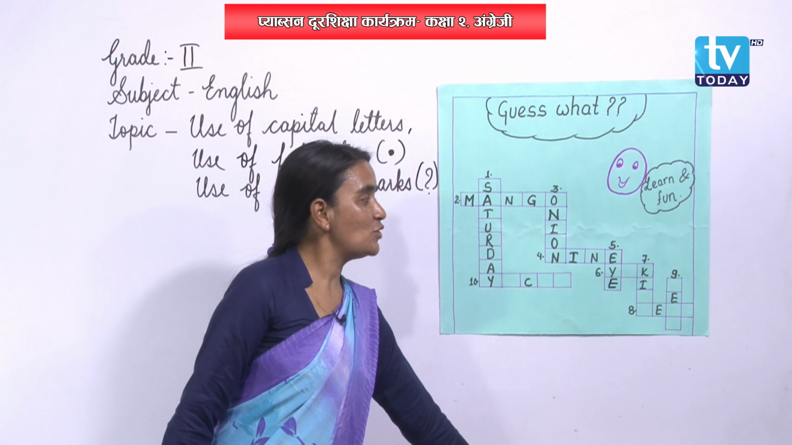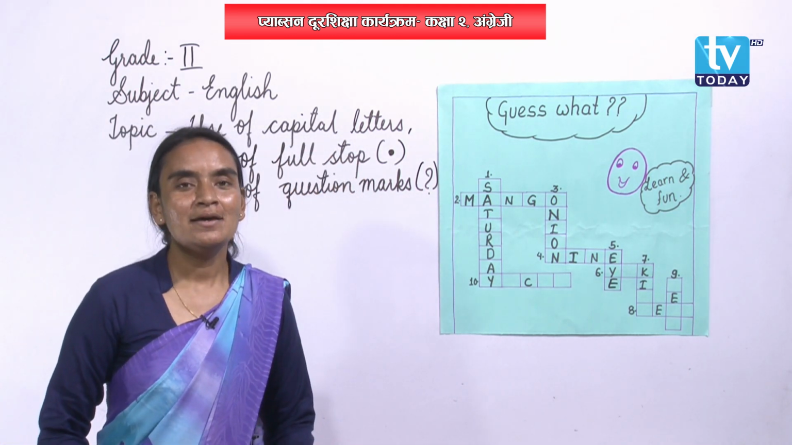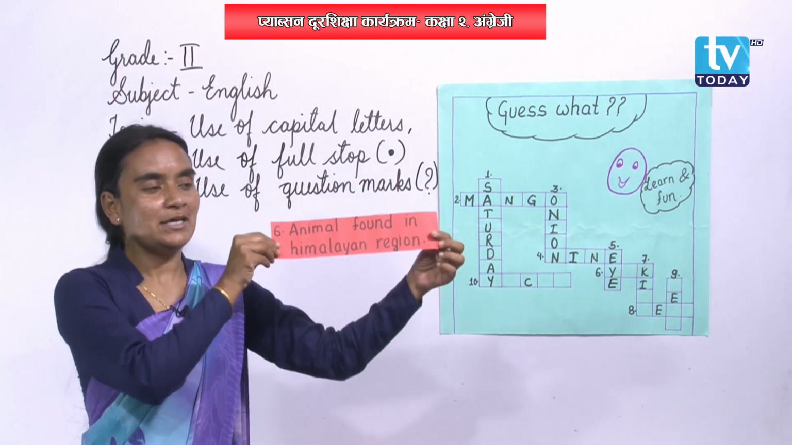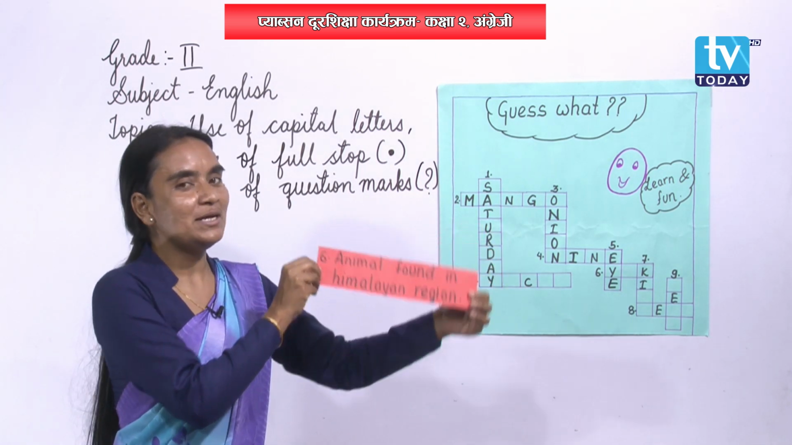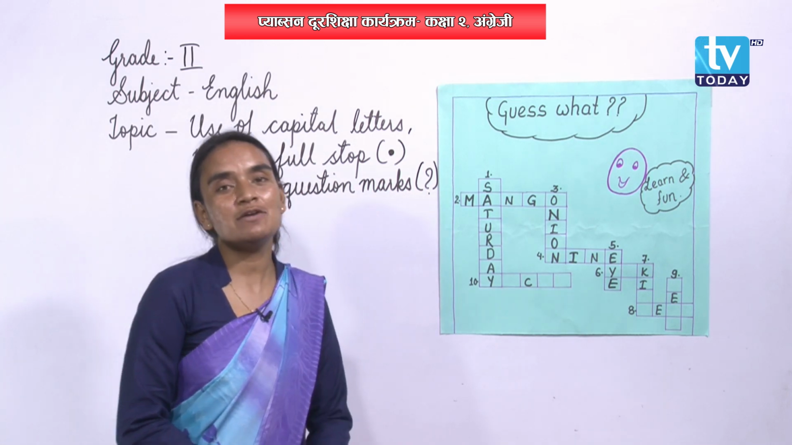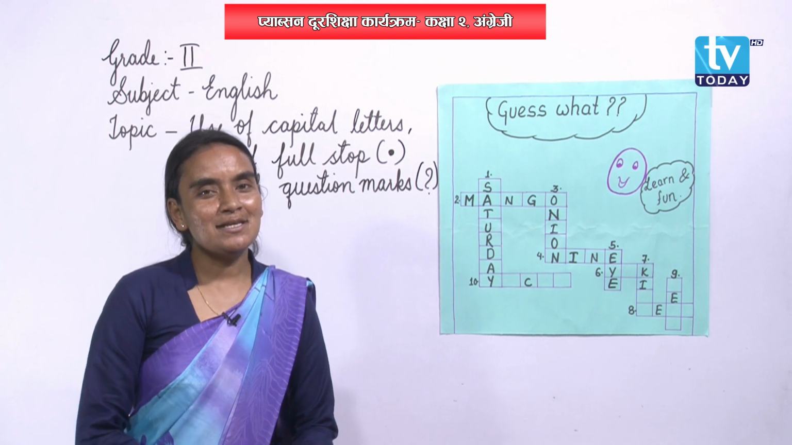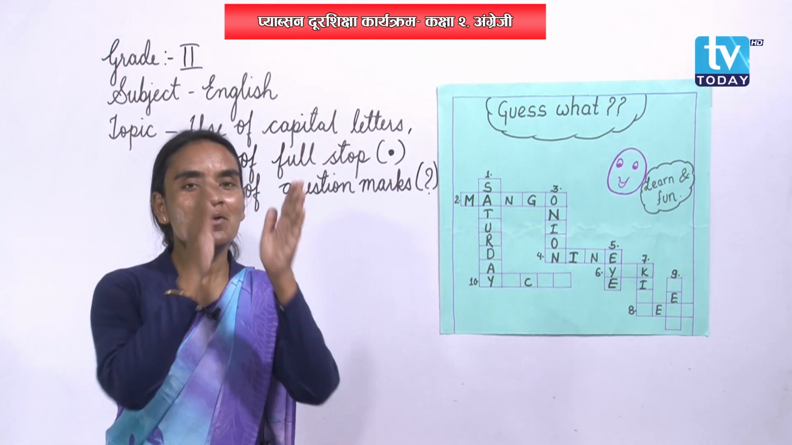Now the next instructions for number 6. Even number, left to right. Here we have the instructions for number 6. It's an animal found in the Himalayan region. One of the animals which is mostly found in the Himalayan region, and the initial letter of that animal is Y.